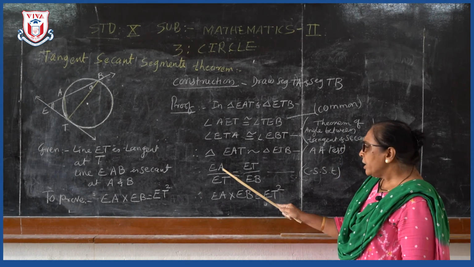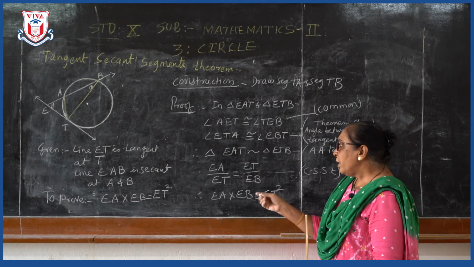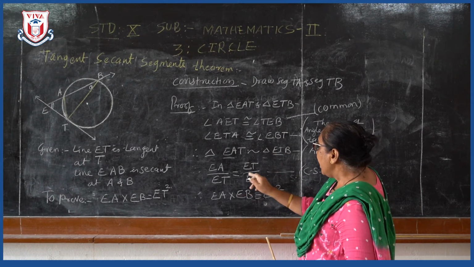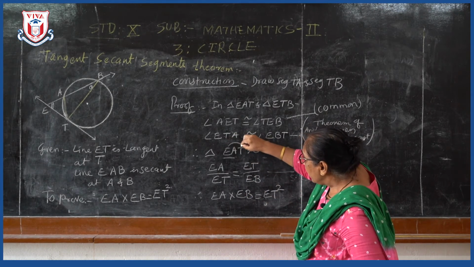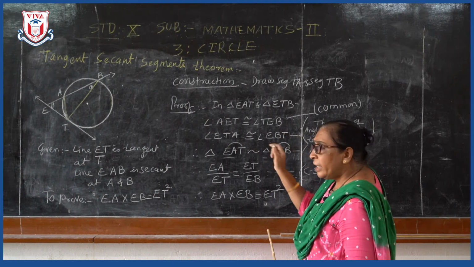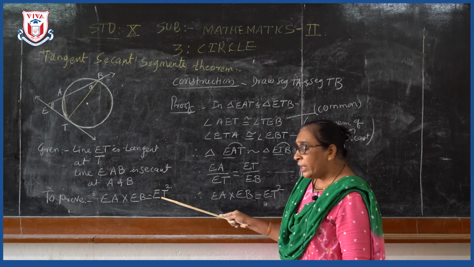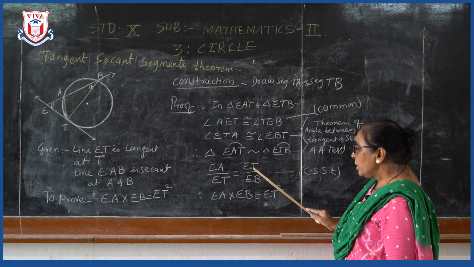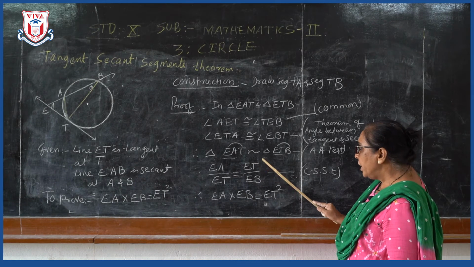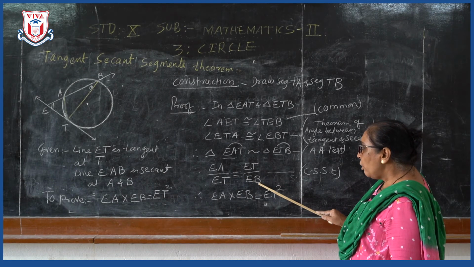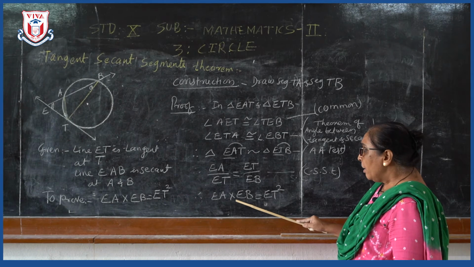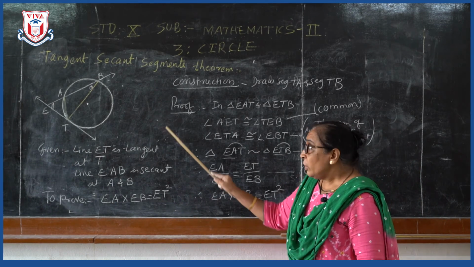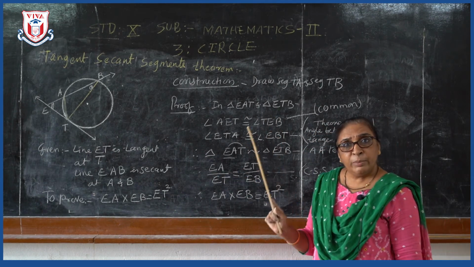So corresponding sides are in proportion. Which are required here? EA corresponds to ET, and again ET corresponds to EB. Why is ET taken twice? Because we require ET square. So ET is taken for both the ratios. So EA upon ET is equal to ET upon EB, and by cross multiplication we get EA multiplied by EB is equal to ET square. So in this way the theorem can be proved.